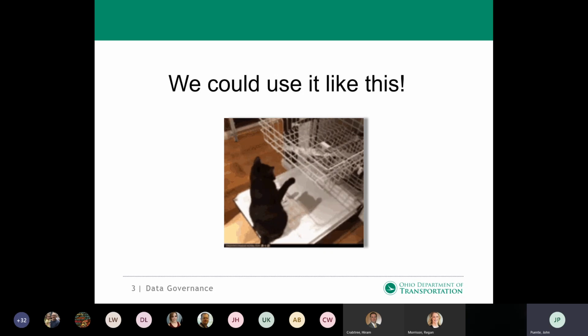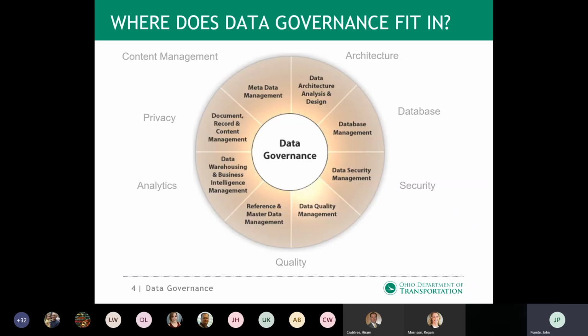And what I'm getting at here is that there's a lot of ways to interpret the use, right? That's the same thing with data governance. We're going to take a look at how and why data governance at ODOT, especially now, and try to give you an understanding of where you actually fit into that.